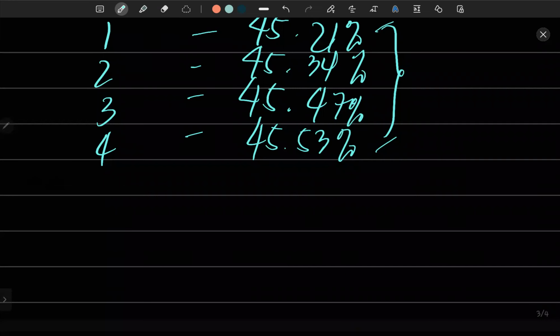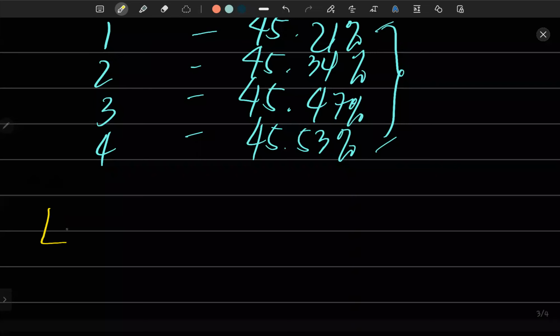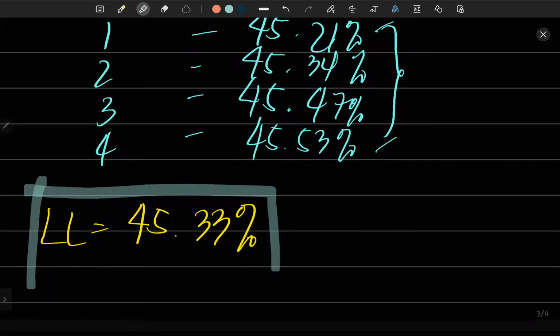Okay, so we already know our value for LL. Our LL is equal to 45.33%. Okay, so we have already LL 45.33%. Okay, next.